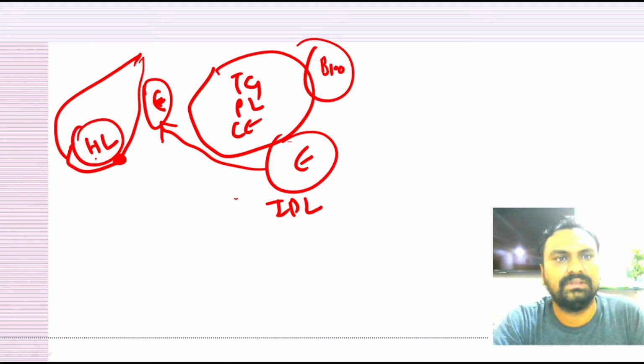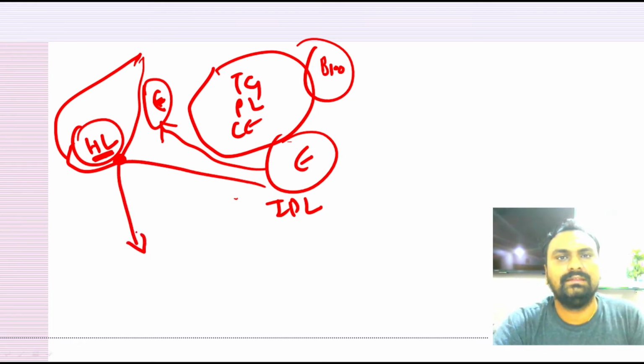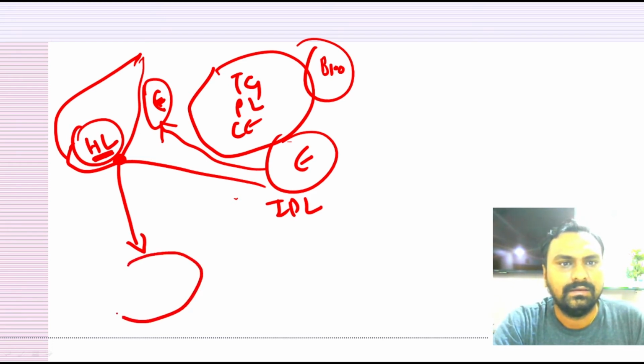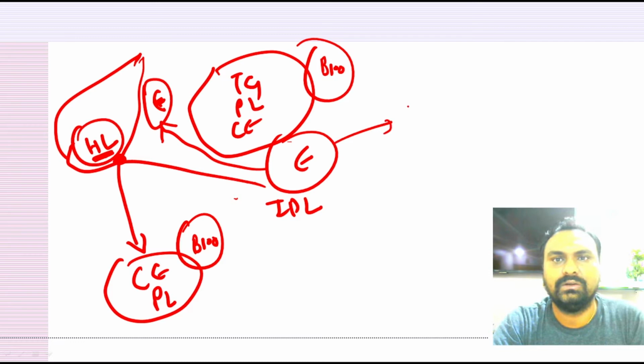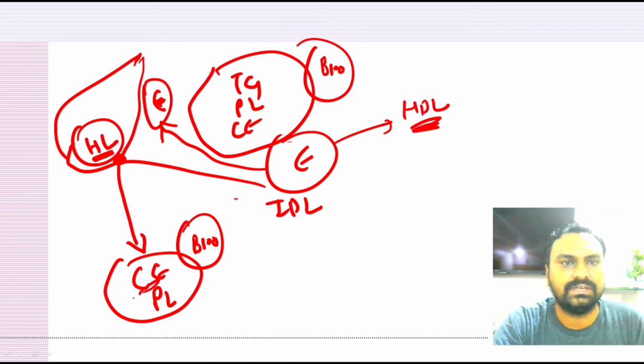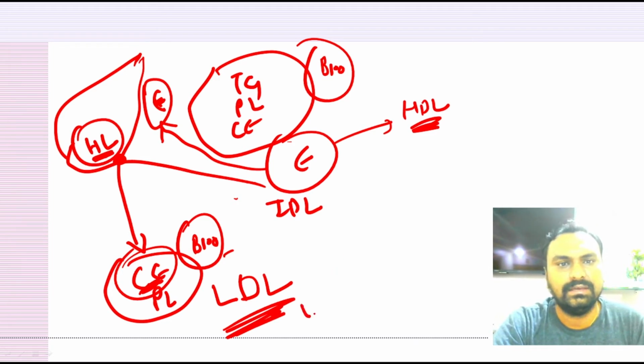The hepatic lipase enzyme is present on the sinusoidal surface of the liver. So what will this hepatic lipase do? It will convert the remaining triglyceride to glycerol and fatty acid, and the only thing remaining will be cholesterol ester, some amount of phospholipid and ApoB100. And ApoE again will go back to the HDL. So this portion, which contains mainly cholesterol ester, no triglyceride and ApoB100, is called LDL, low density lipoprotein. Understood.